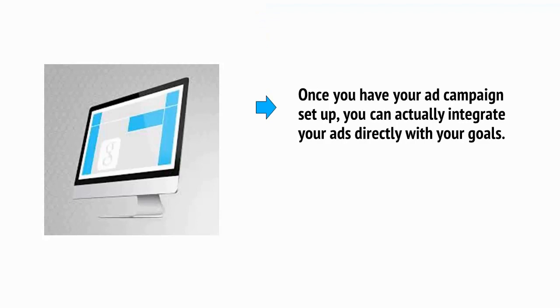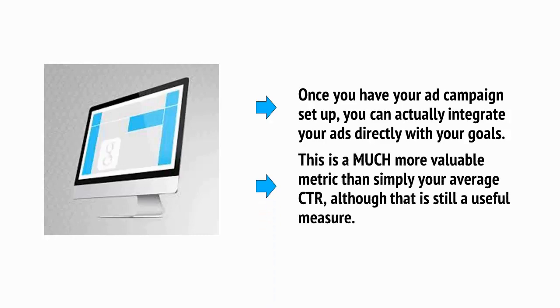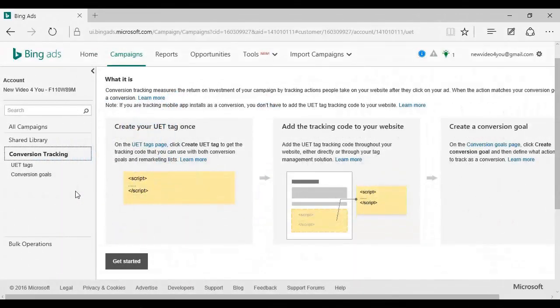You can use Bing Ads to set up goals and then see how customers are interacting with those goals. You may recall that we discussed goals in an earlier video in the context of Google Analytics. We also discussed how you could use these to identify the best keywords for your ad campaigns. Well, once you have your ad campaign set up, you can actually integrate your ads directly with your goals. This is a much more valuable metric than simply your average CTR, your click through rates, although that is still a useful measure. To set up goals, go to your campaigns and then click Shared Library and then Conversion Tracking.